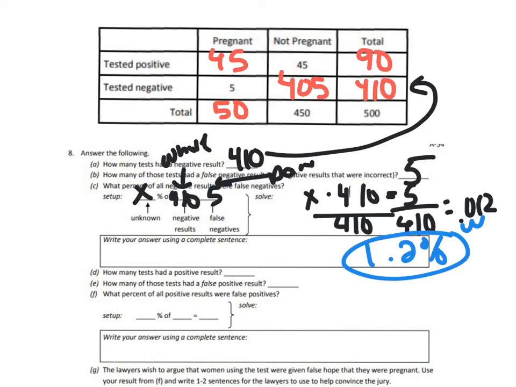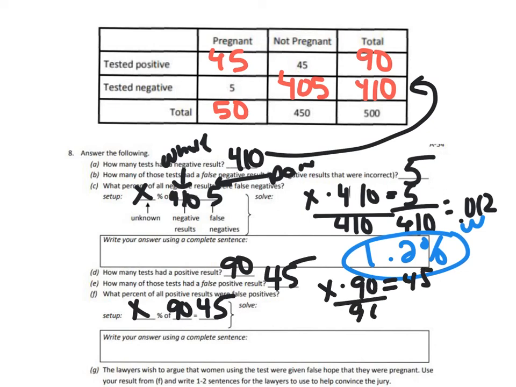Then the next one, it says, how many of these had positive test results? So there were 90 positive tests. And of those tests, how many had false positives? So if they were positive, I wanted to know how many were actually not pregnant, and there were 45 of them. This one you can probably guess, because you've got 45 and 90. So X times 90 equals 45. Divide by 90. You get X equals 0.5. And if I move that over 2 decimal places, that's 50%.